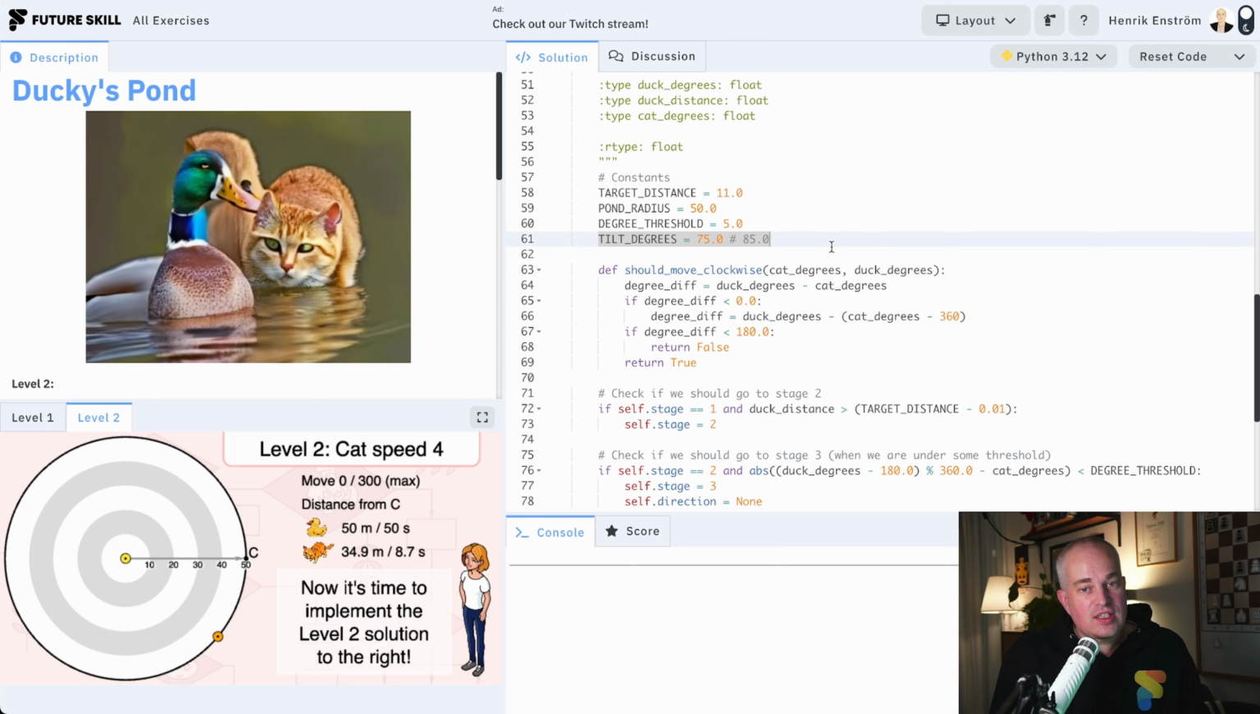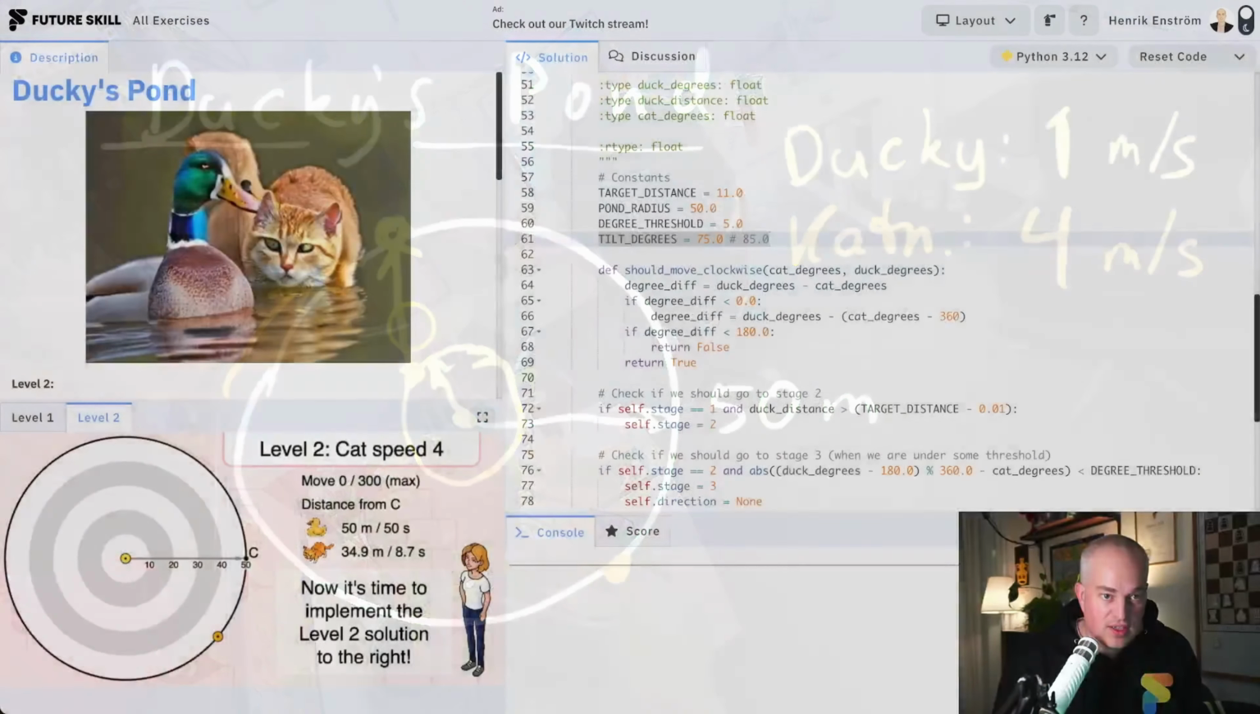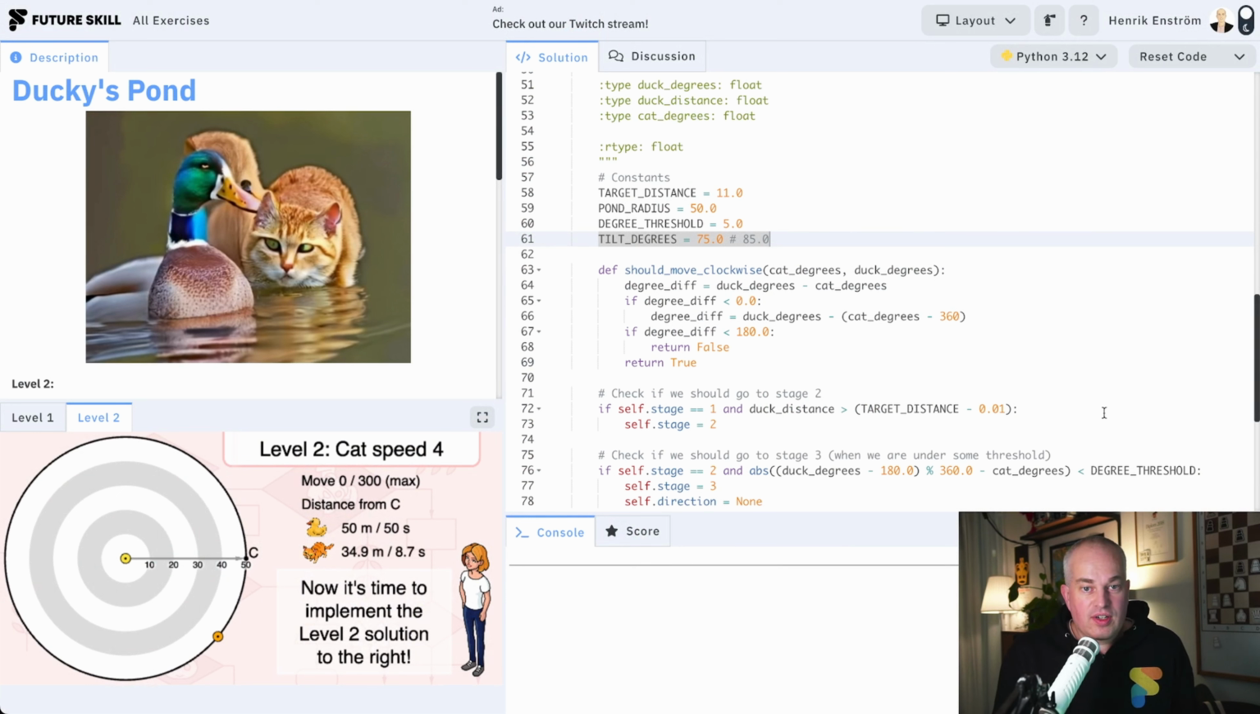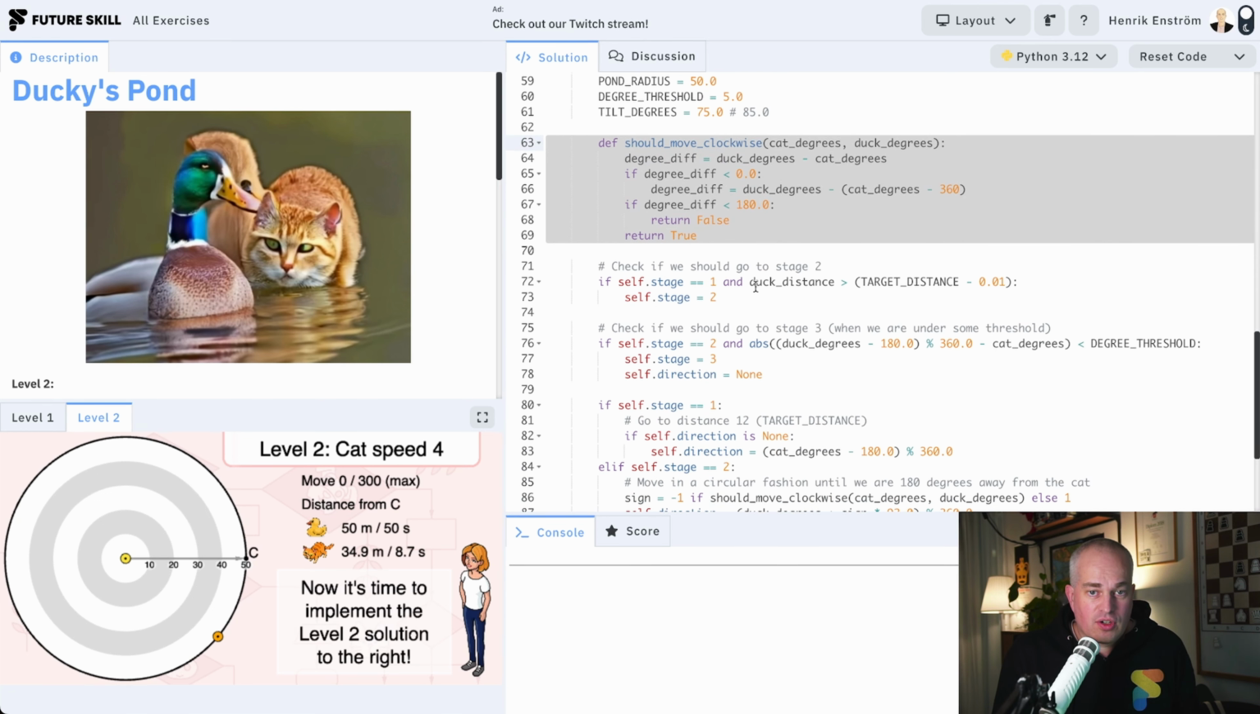And then tilt degrees is the thing I talked about at the end, where we can beat the cat by a little bit more if we slightly tilt the angle. We tilt the angle a little bit from the direction the cat is going, so then we can beat the cat by a little bit more. That's the tilt degrees. So here is an internal function, should move clockwise, but let's go first. We'll return to this one.